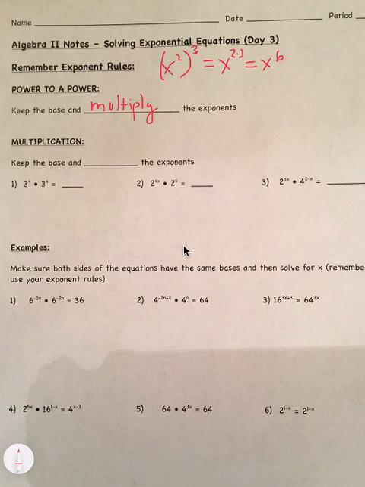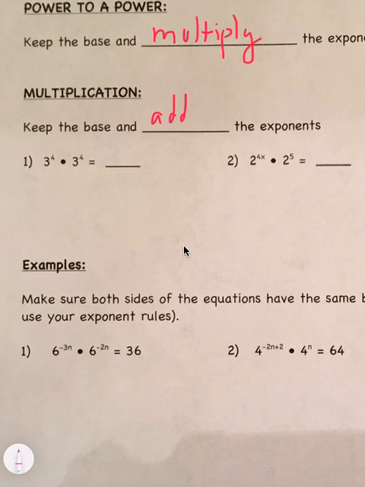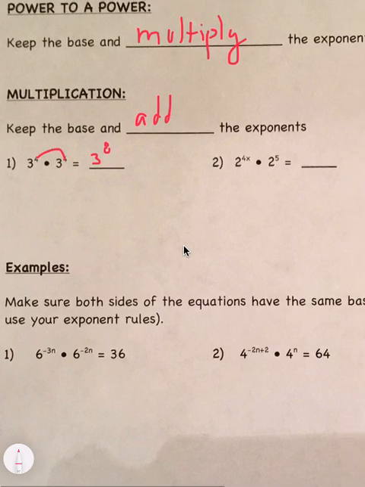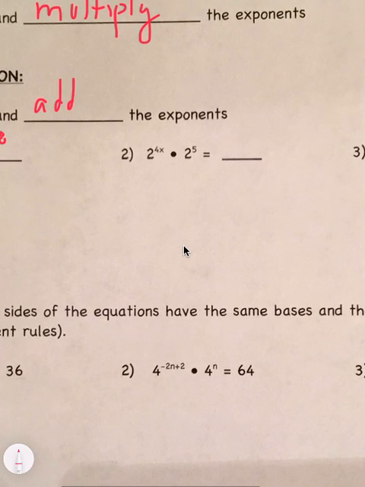Now, when we're multiplying, we want to keep the base and add the exponents. And I have a few quick examples here. 3 to the 4th times 3 to the 4th. That's not 6 to the 4th or 9 to the 4th. That is 3 to the 8th. We add the 4's together. When we have 2 to the 4x times 2 to the 5th, that is 2 to the 4x plus 5 power.